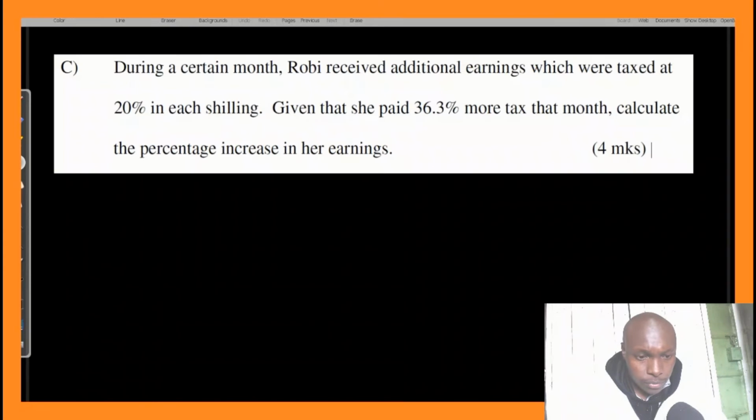Then the last question. Part C, during a certain month, Robbie received additional earnings which were taxed at 20% in each shilling. Given that she paid 36.3% more tax in that month, calculate the percentage increase in her earnings. So those are the questions.